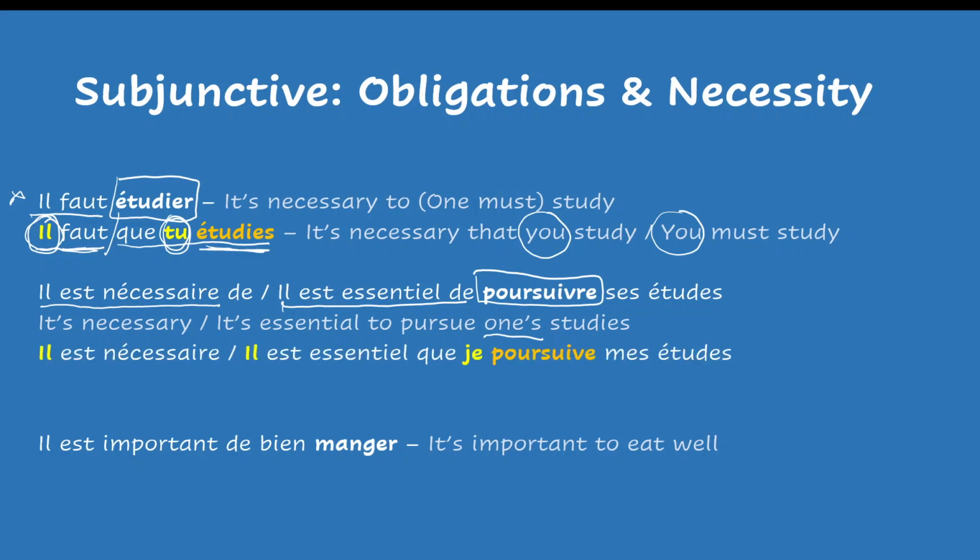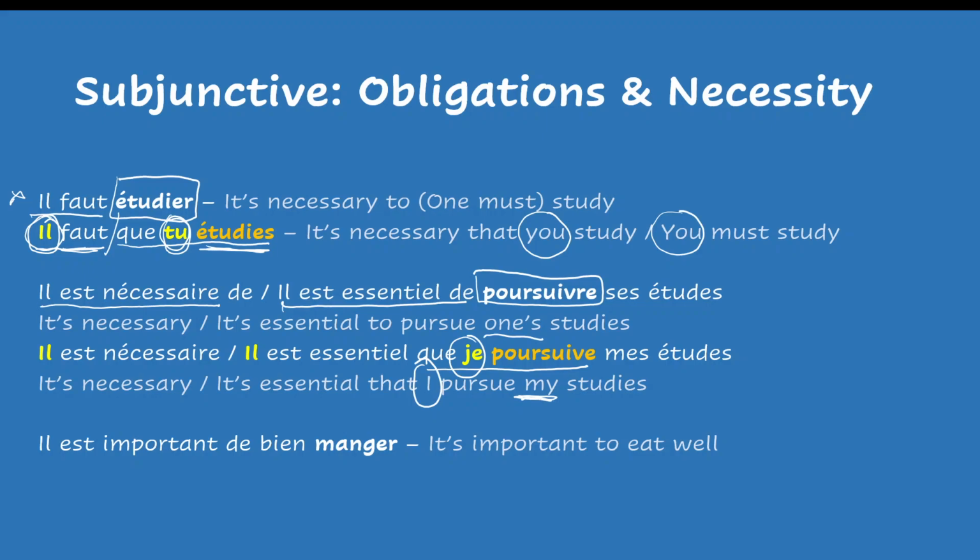When you want to talk about something that is more personal to someone or express what you must do, you will use again the subjunctive. Il est nécessaire, il est essentiel que je poursuive, subjunctive, mes études. It's necessary, it's essential that I pursue my studies. Here, it's totally different. You're not expressing a general comment, you are really talking about what you should do, right? So, what you must do here.